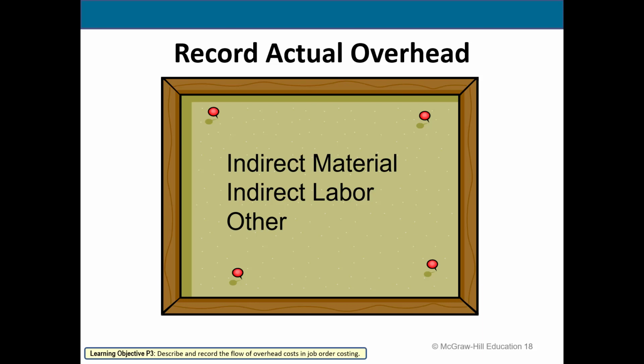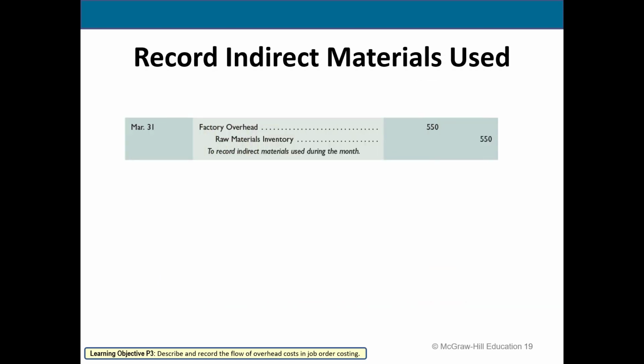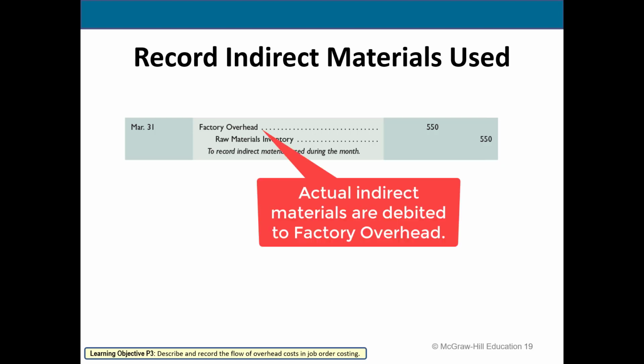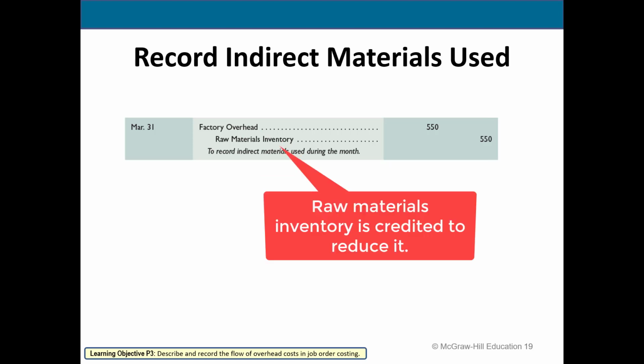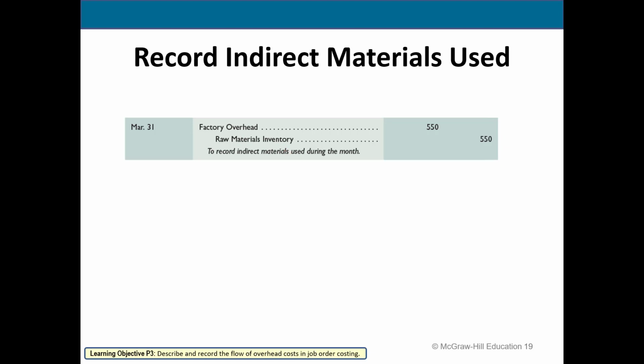We also have to keep track of the actual overhead. So the actual indirect materials, the actual direct labor, and then whatever the other overhead costs are. So here's a journal entry for the indirect materials used. So these would be the actual indirect materials. We will debit factory overhead for the actual amount. And then we're taking this out of our raw materials inventory. So we are reducing raw materials inventory, which is an asset, and we are increasing our factory overhead account.